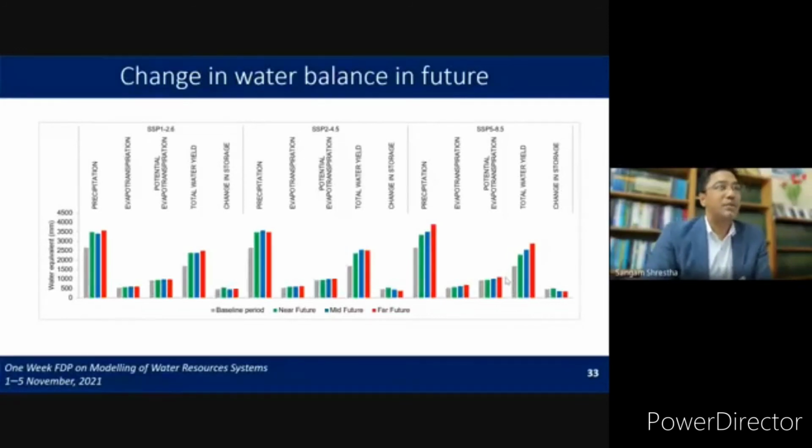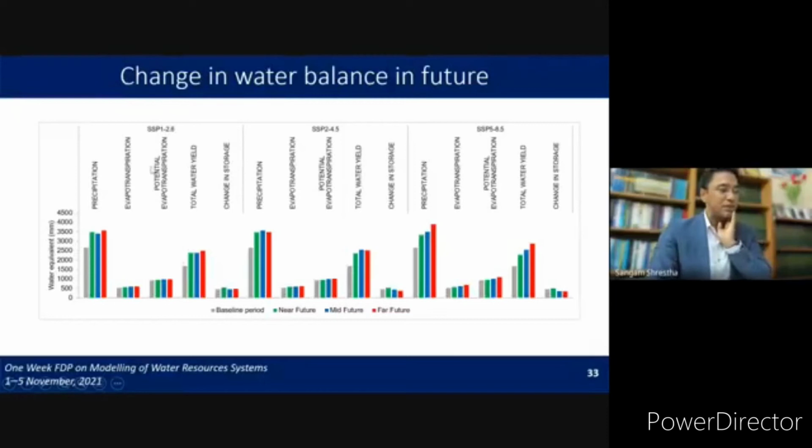Okay, so I will present some of the results of climate change impact on the hydrology. This slide is basically the change in the water balance and other components of the Marsangdi River basin in the future.